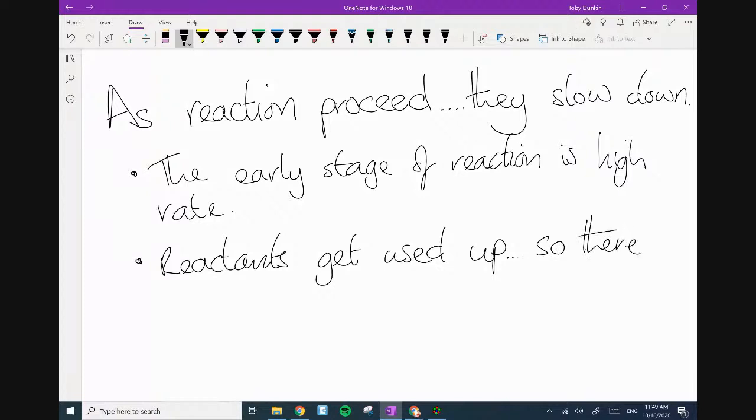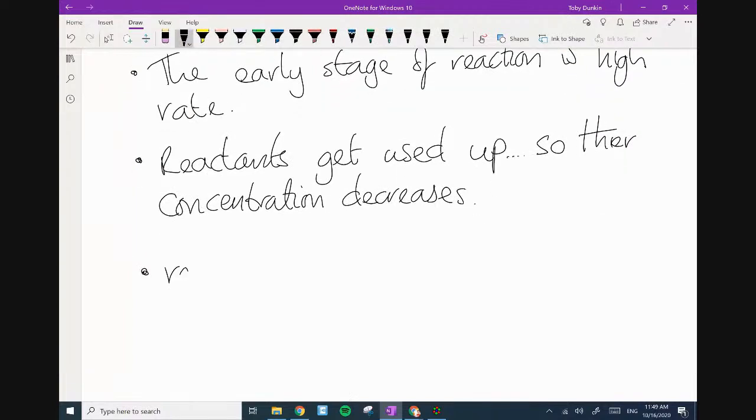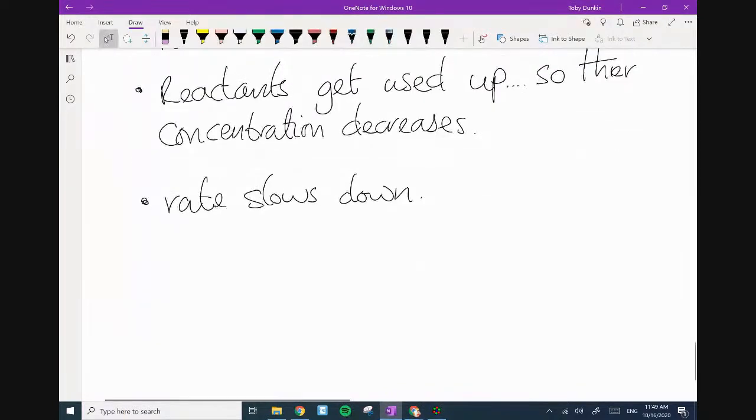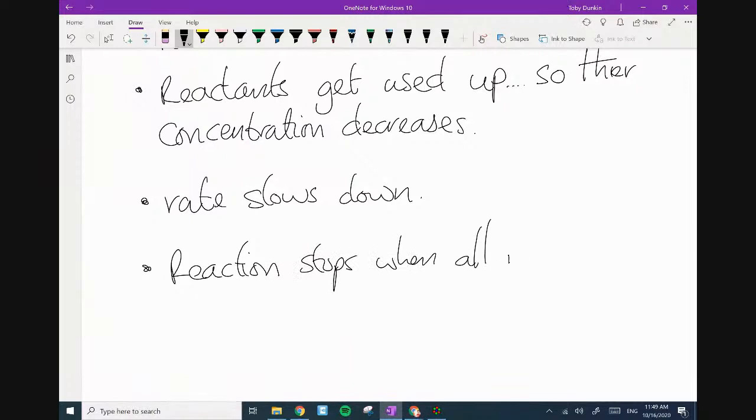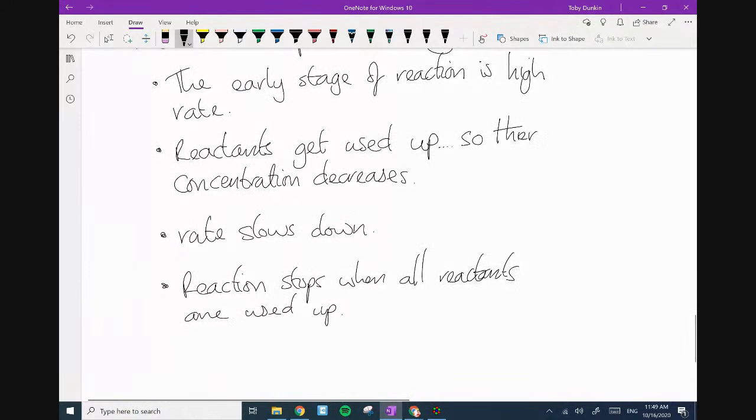So their concentration decreases. The rate slows down until it finally stops. The reaction stops when all reactants are used up. Does that make sense? Why does the reaction ever stop?